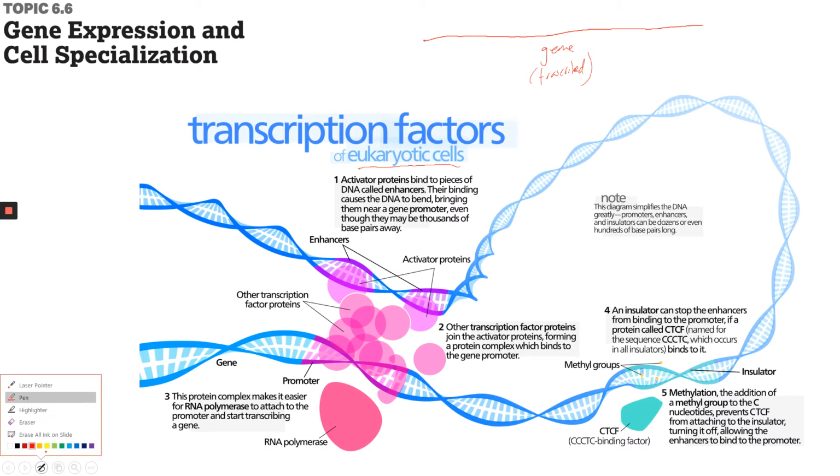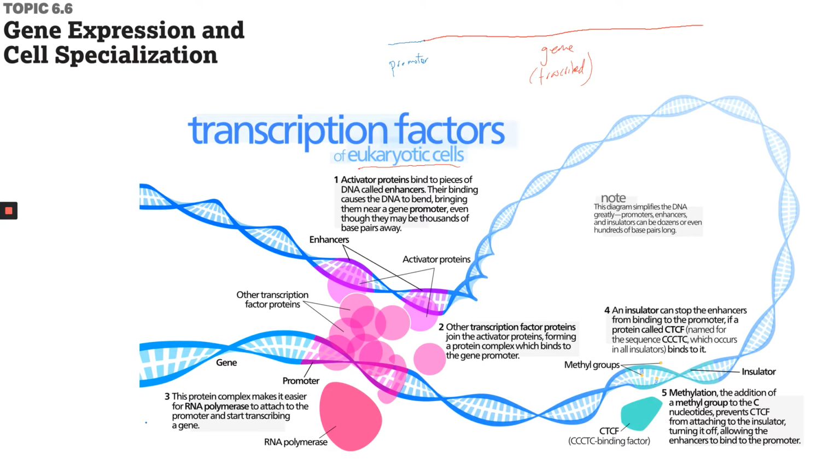You're typically going to have at the beginning of a gene something called a promoter sequence, up at the beginning of the gene, that is going to act as the area where RNA polymerase can attach and begin transcribing.